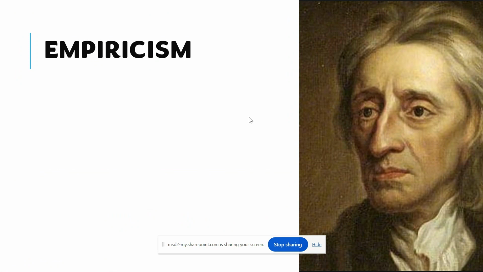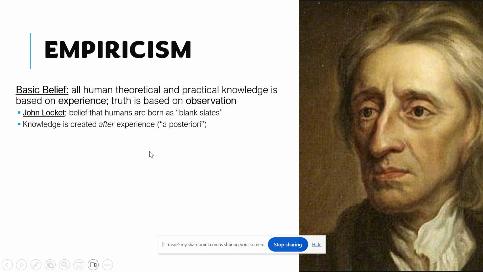Perfect. All right. So empiricism is related to John Locke, and empiricism is the basic belief that all human theoretical and practical knowledge is based on experience. Empiricism starts with E: experience, experiment, empirical sciences. Or observation, so sense perception is more important. So the truth is based on observation. That's a lot more like correspondence. Okay, it's got to match up.